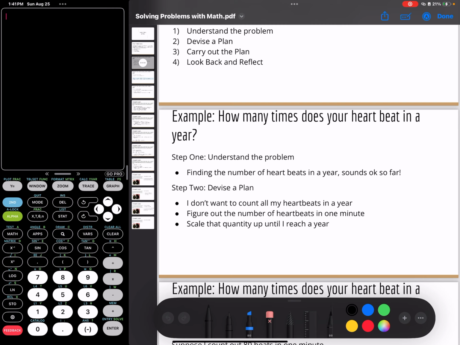So the first part of this problem is just to understand it, right? What are you trying to find? What do you need to know? This one is pretty straightforward. You want to find the number of heartbeats in a year. Sounds okay so far, right? But how are we going to do that?